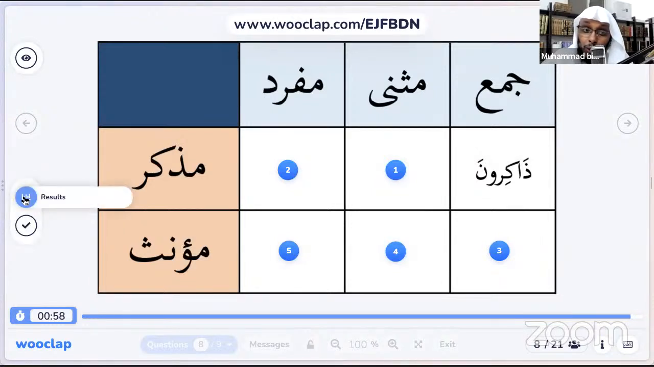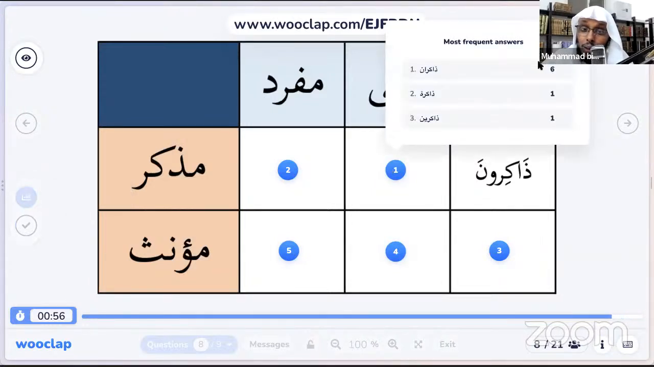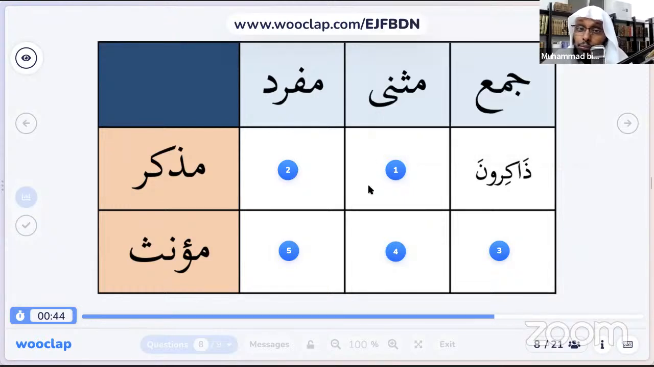No, every time I go to results, it starts all over again. Okay. So Dhaakira, that's wrong. And then we have Dhaaki Raini. I assume it's Dakiraini, but I did say to you, don't write the ya. Let's just stick with the default, which is the alif.